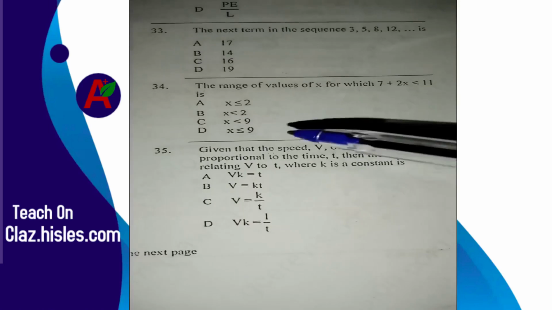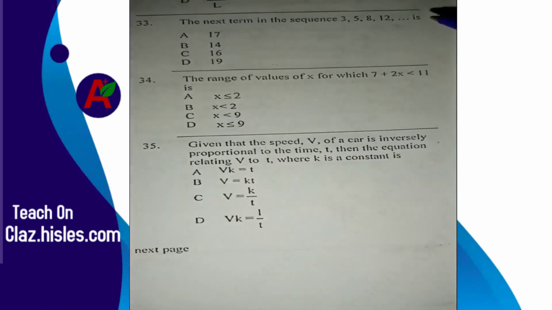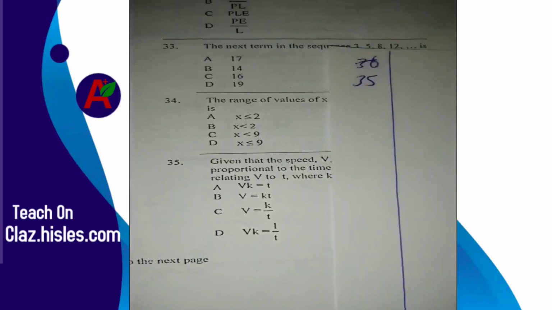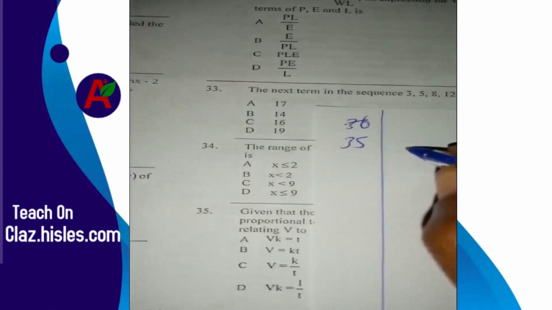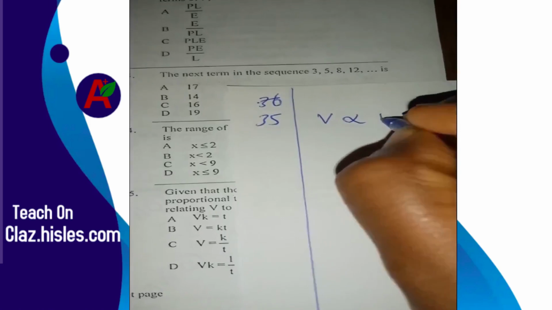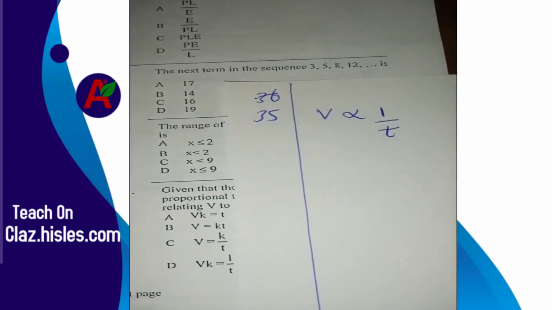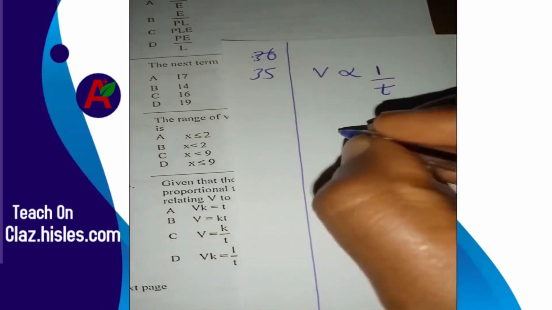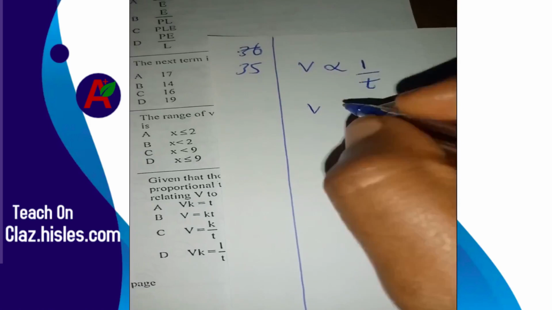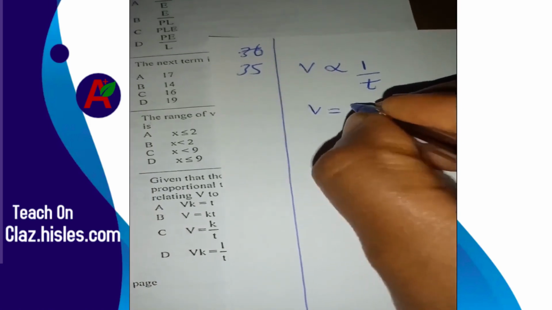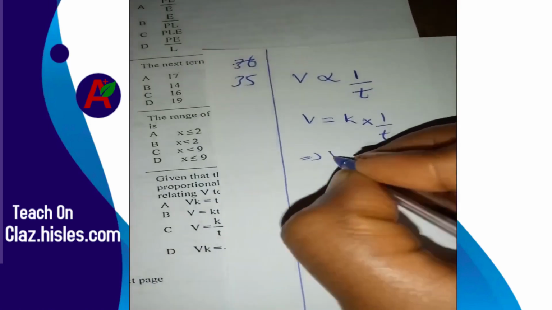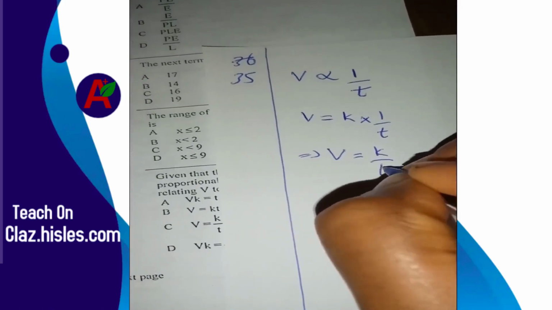Number 35. Given that the speed v of a car is inversely proportional to time, then the equation relating v to t, where k is constant, is... Okay, so the speed v is inversely proportional to time. To remove the proportionality sign, we replace it with a constant k times 1 on t, which can be seen as v is equal to k on t.